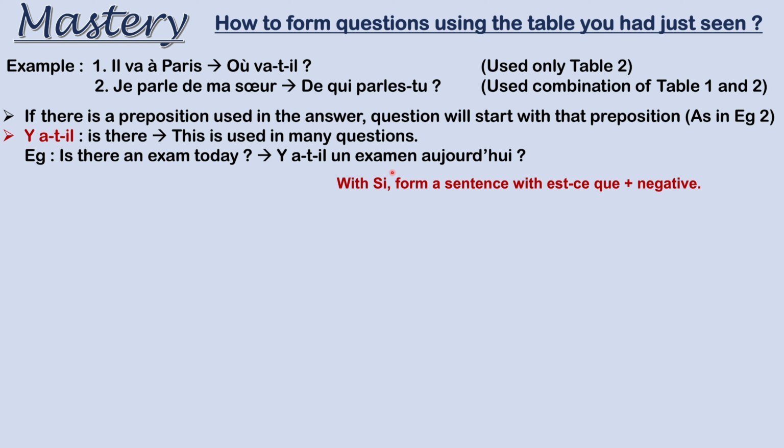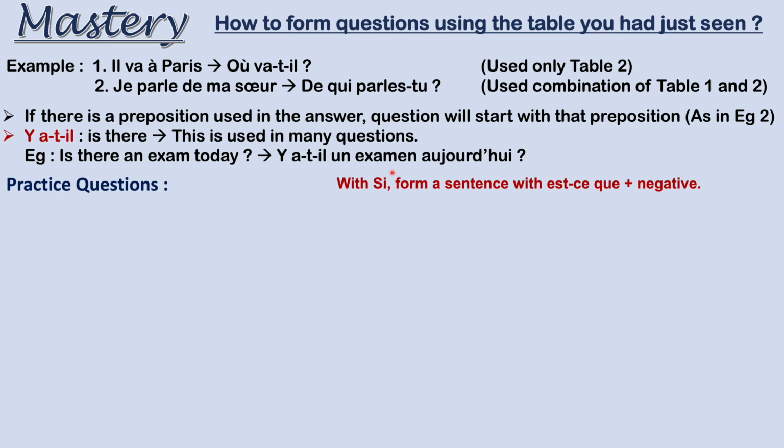Now if I say, don't you eat chocolates? And you say, yes, I eat chocolates. So instead of oui, O-U-I, you'll be writing si. We'll be seeing how to make the question with si right here.